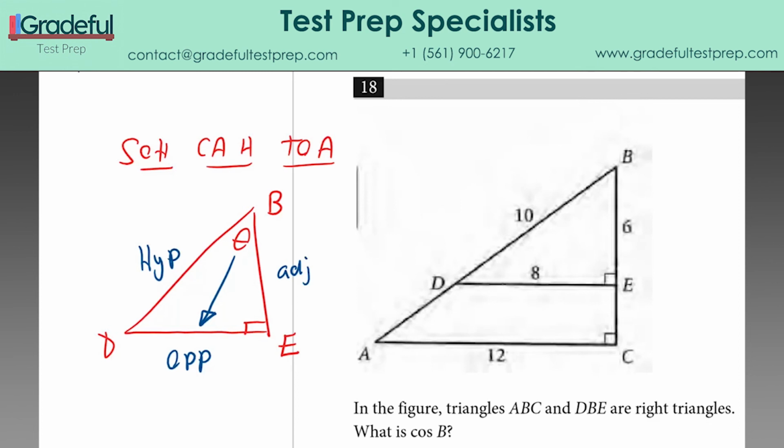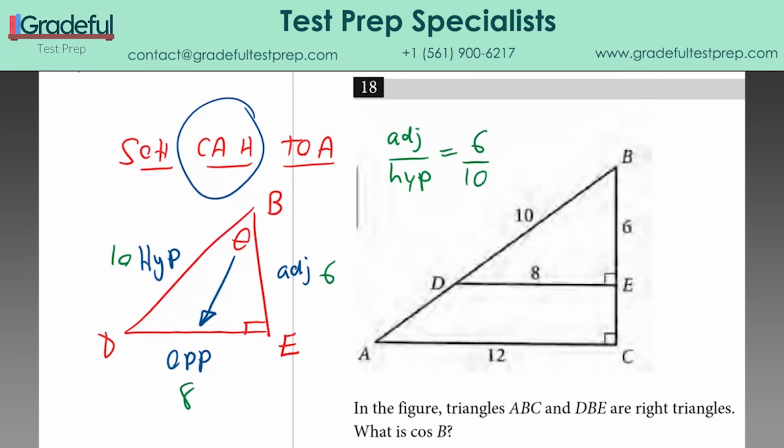And if what we're looking for is the cosine, then we're looking for the adjacent over the hypotenuse. So if we just arrange adjacent over hypotenuse, we already know the side lengths, 8, 10, and 6. So the adjacent is 6, the hypotenuse is 10, and so the answer to number 18 is 6 over 10, which also simplifies to 3 over 5.